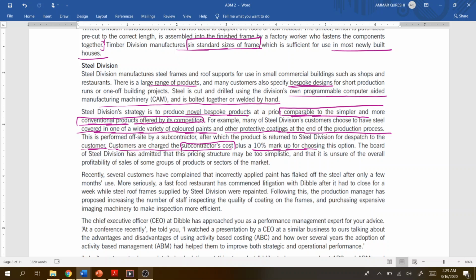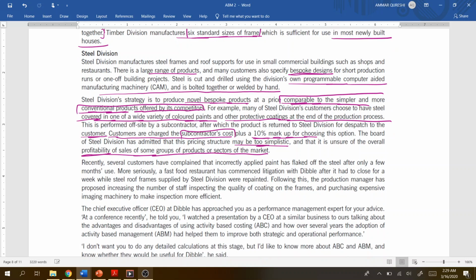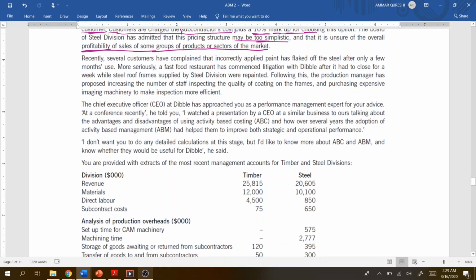The board of the steel division has admitted that this pricing structure may be too simplistic and that it is unsure of the overall profitability of sales of some groups of the product or sector of the market, right? Now, several recent customers have complained that incorrectly applied paint has flaked off the steel after only a few months of use, right? More seriously, a fast food restaurant has commenced litigation with Dibble after it had to close for a week while steel roof frames supplied by the Steel Division were repainted.